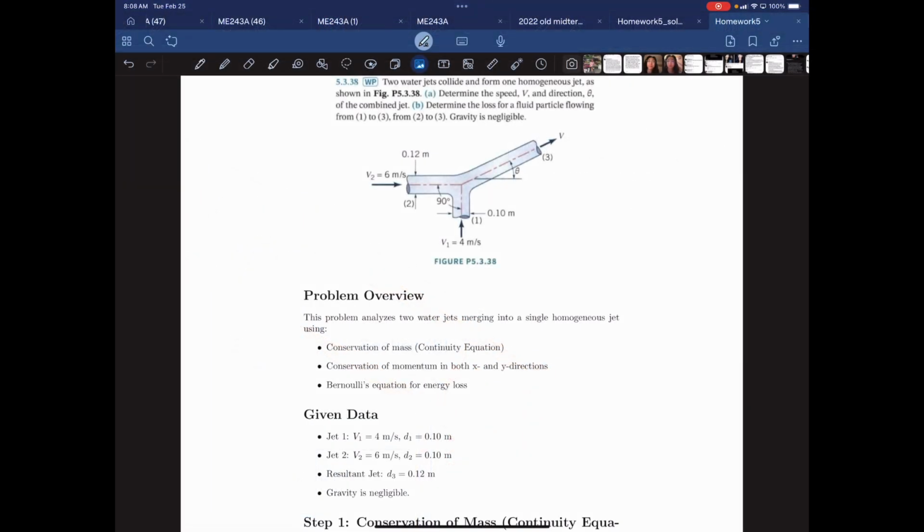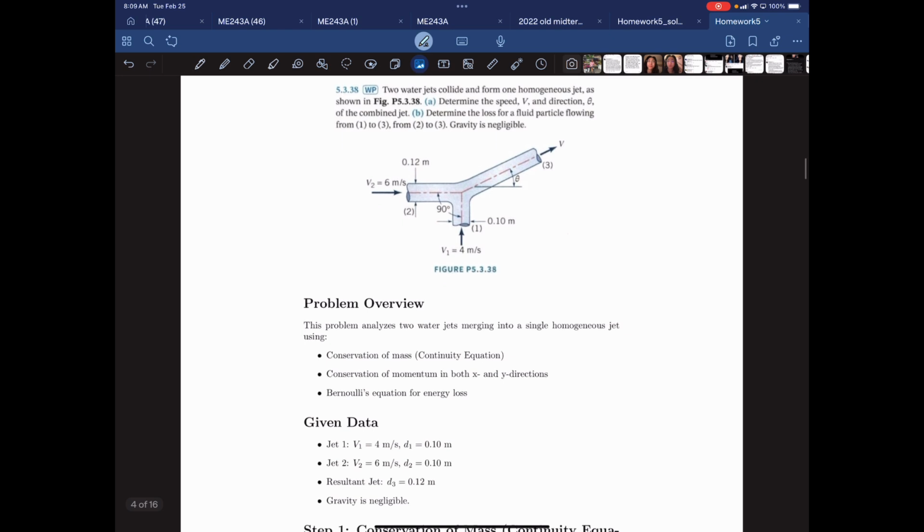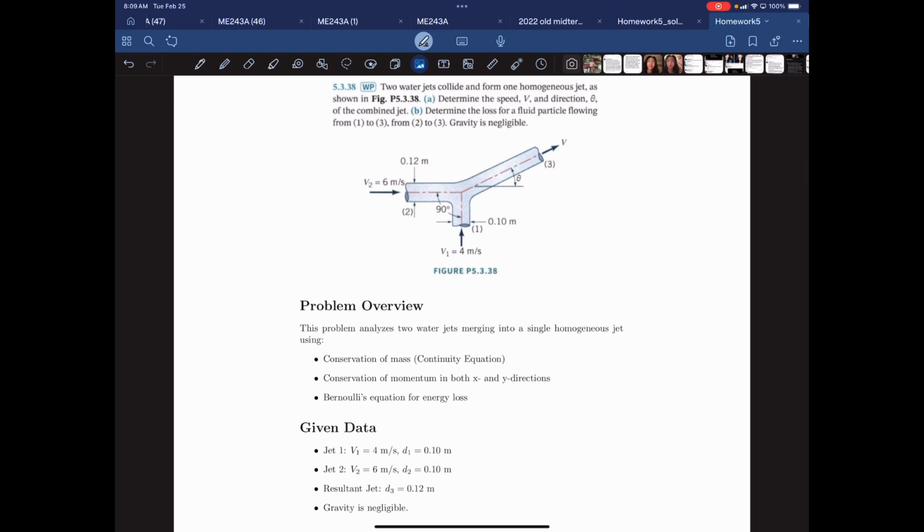Okay, so I thought this would be a really good practice problem because it looks really identical to the first problem. I'll ask the professor if this one is fine, but it should be fine. It's really similar and a pretty good problem. We have a homogeneous jet: two water jets collide to form one homogeneous jet. We have to determine the speed and direction, theta, of the combined jet. Determine the loss of a fluid particle flowing from point 1 to 3 and from 2 to 3. Gravity is negligible, and that's from the textbook.